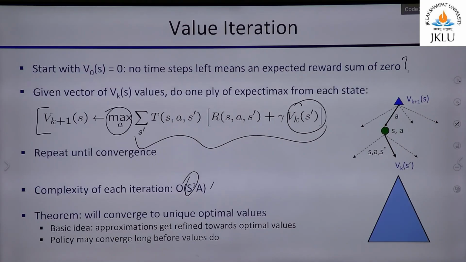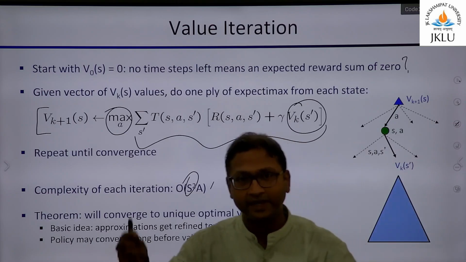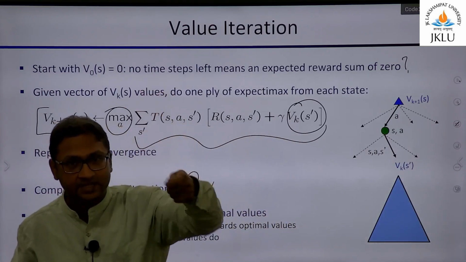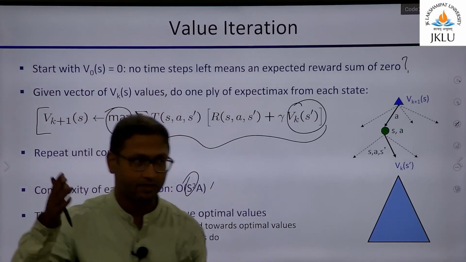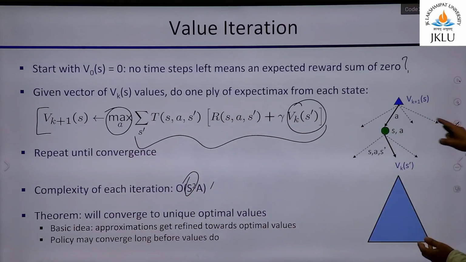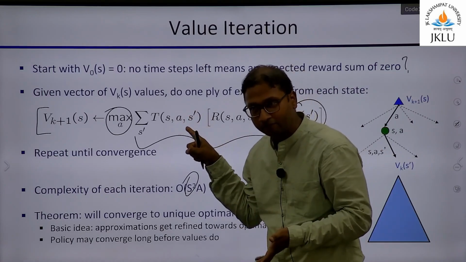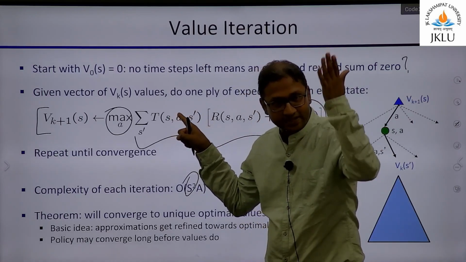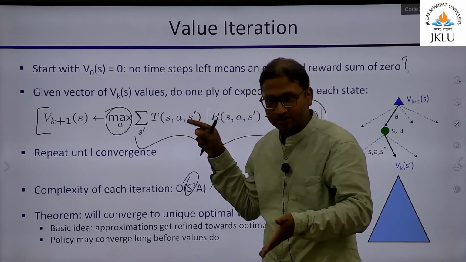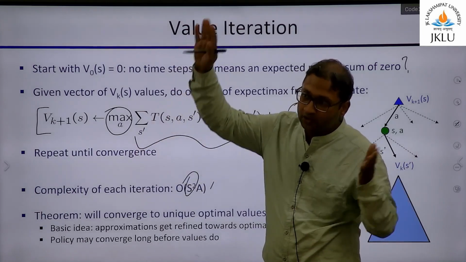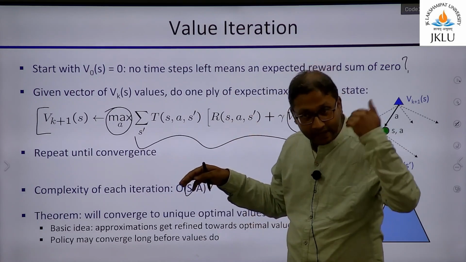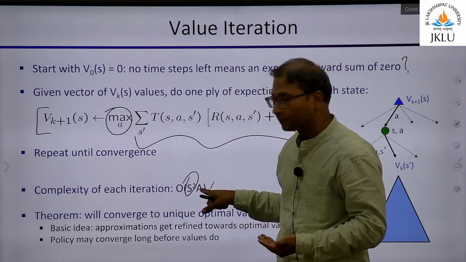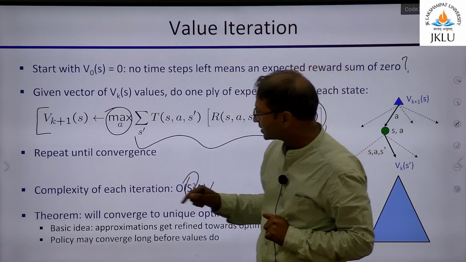See, guys, when will S square come? When you have S on this side and S on this side. So how many S's here? The pair S and S prime can come from any of the states S. But in practice, will it go all the way to S? No, right? So this is the worst case. And in any state you can take action from this set. So this is the worst case time complexity.